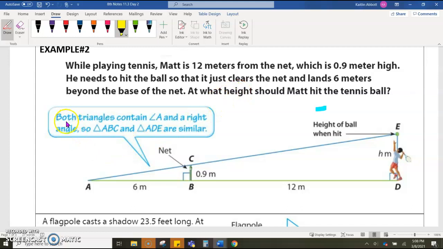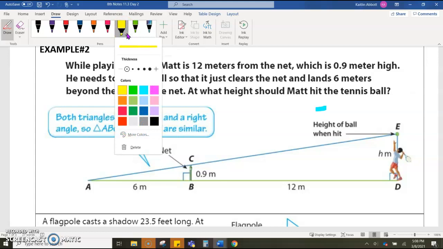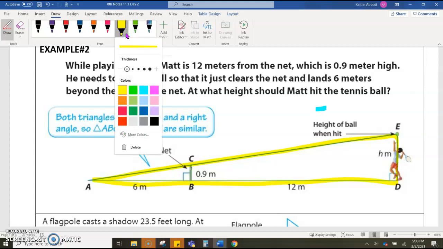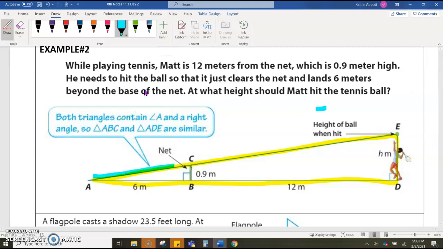So in this example, it says both triangles contain angle A. So what they're talking about is there's two triangles. It looks like it's one triangle, but there's two different triangles in here. They're talking about this triangle that you can obviously see, but then they're also talking about, let's do blue, we're also talking about this triangle. So there are two triangles on top of one another.